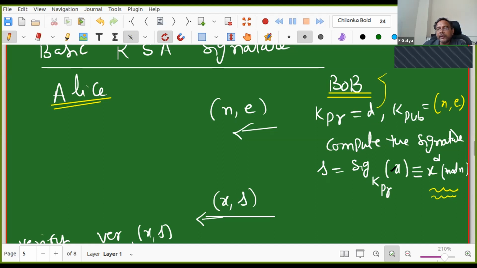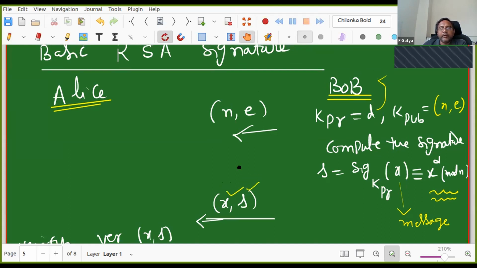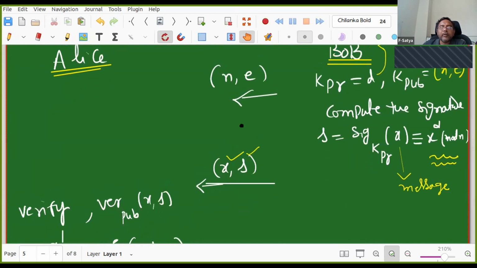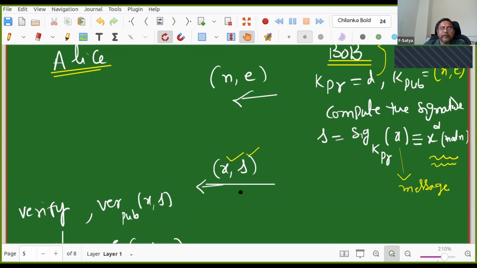So Bob took the message X, and using the secret key he computes S equals X to the power D mod N. N is public, and E is public, right? Bob will send the message and the signature. So now all people get N and E, and all people know X and S.